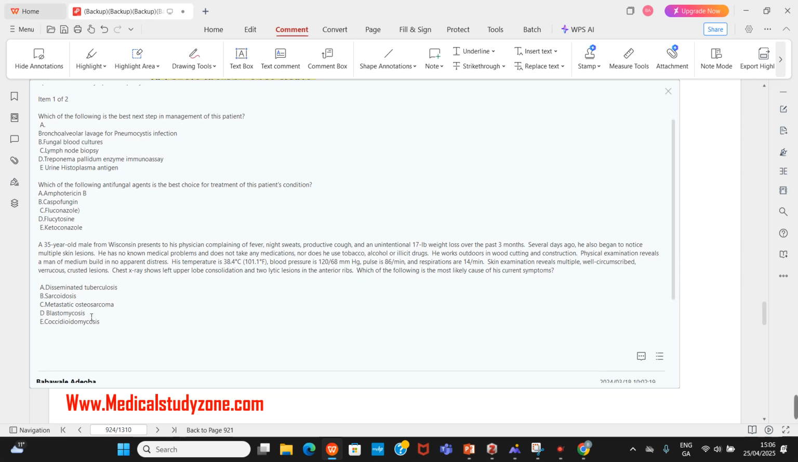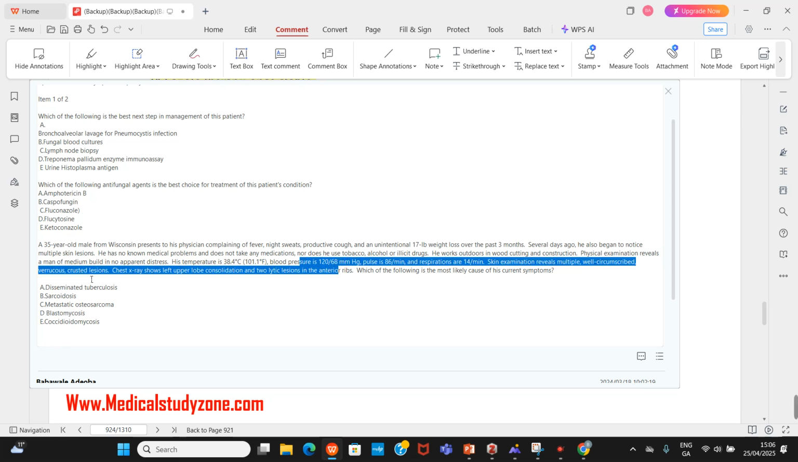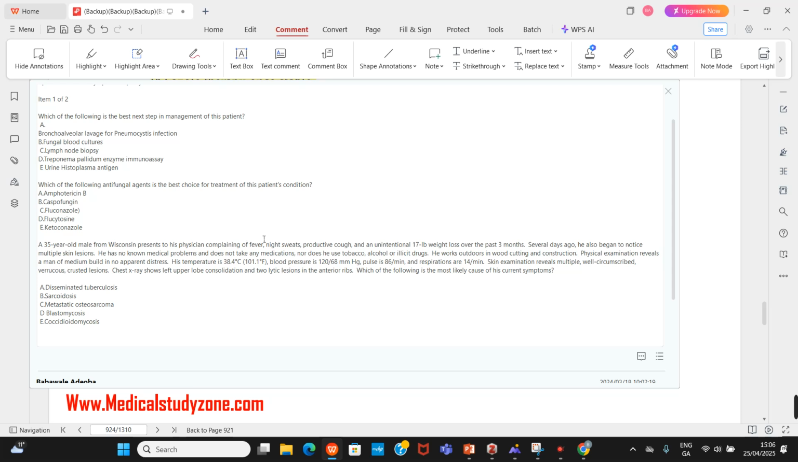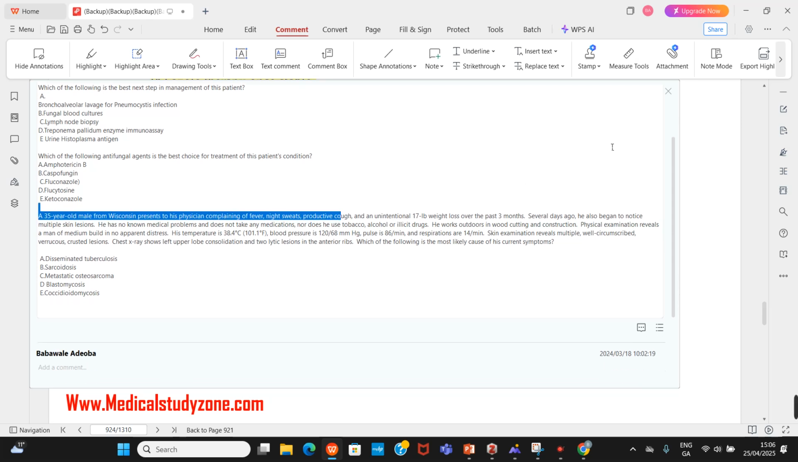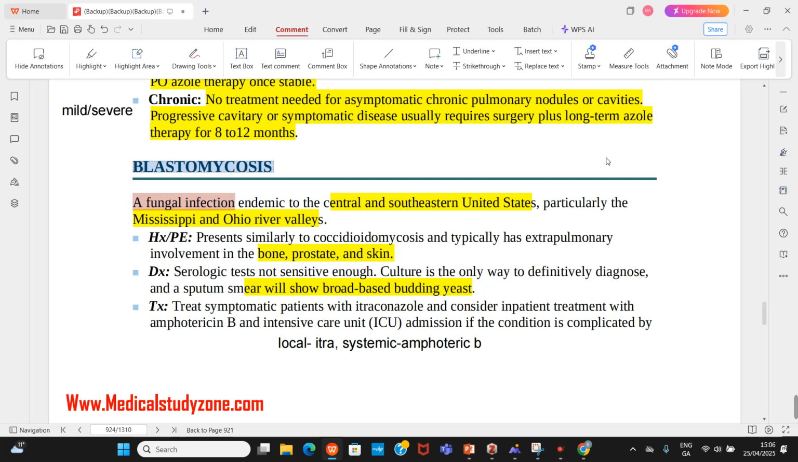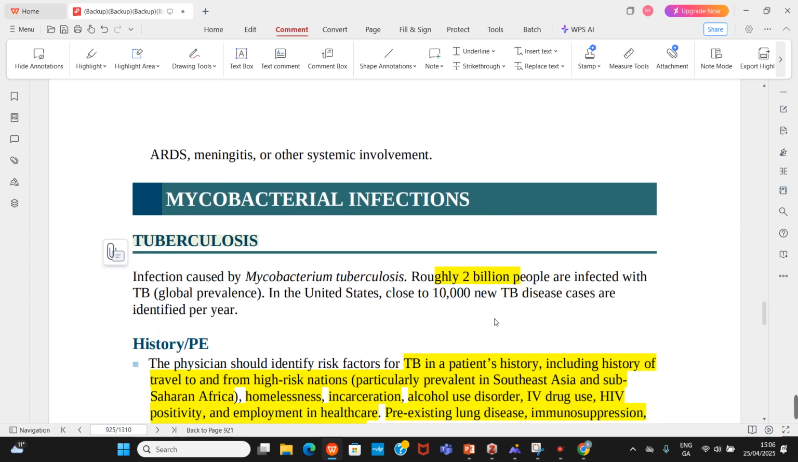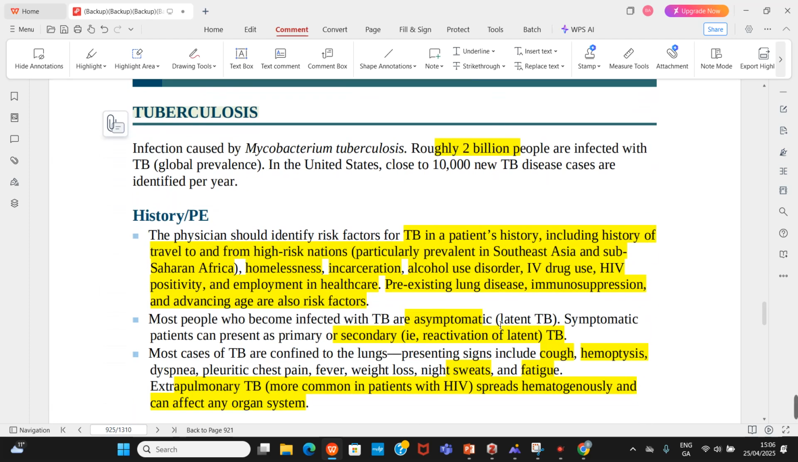Blastomycosis. So lytic lesions of the ribs is talking about bone involvement. We can see the crusted, verrucous, well circumscribed skin lesions. So that's the skin affectation. And the person is having like a pneumonia-like presentation. So the only thing that can explain everything here is blasto. I'm from Wisconsin. And this one, so I don't really know the geography. So if we know the geography, it further helps us to be sure in the exam.